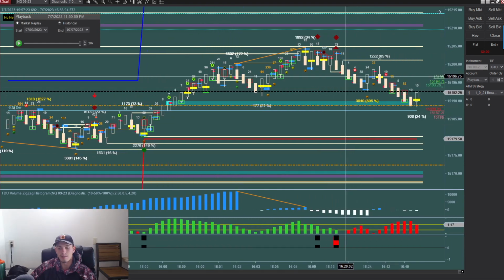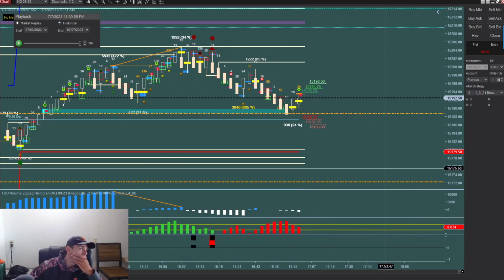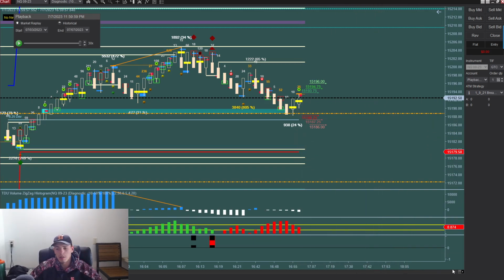Yeah, so I mean, it looks like it works decent. It can add some extra confluence onto what you're doing. But I'd say overall, it's just not worth it because you're missing out on too many trades.